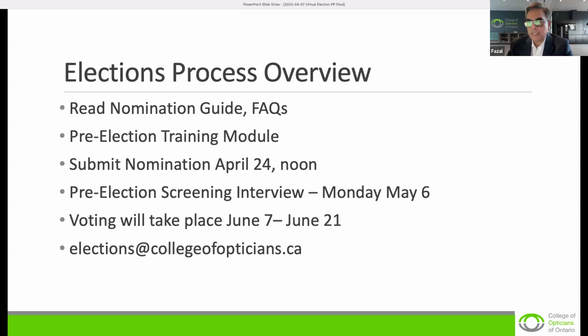Voting will open June 7th and close June 21st. It's all done through the registrant portal, so there are no paper ballots or anything like that. And as I said, if you need information, email elections@collegeofopticians.ca. Carolyn will be at the other end of that email address and will give you a hand.